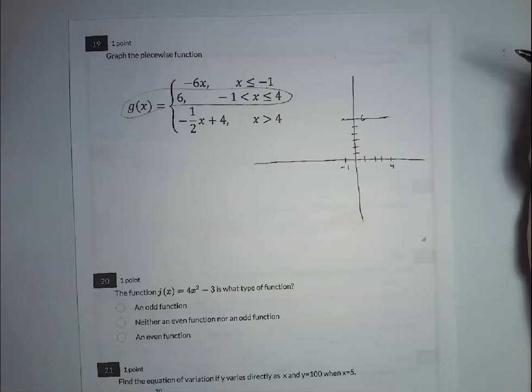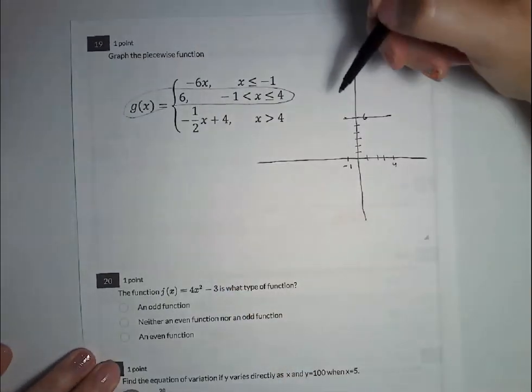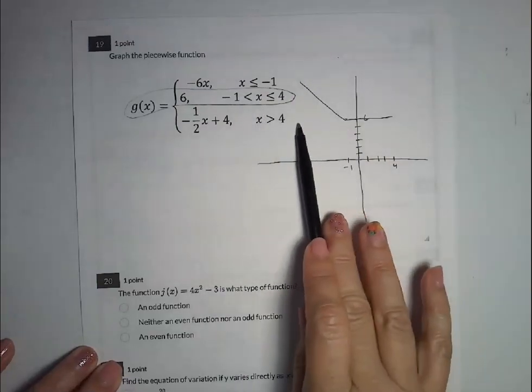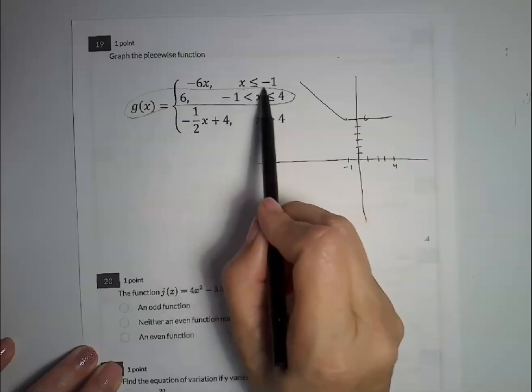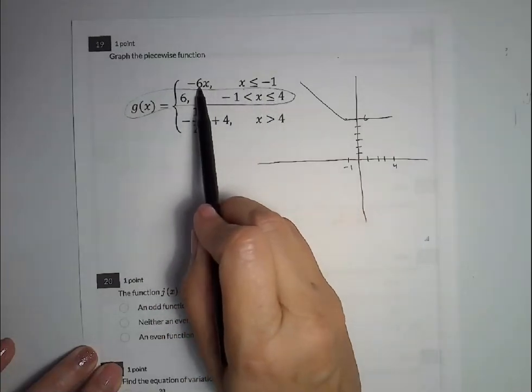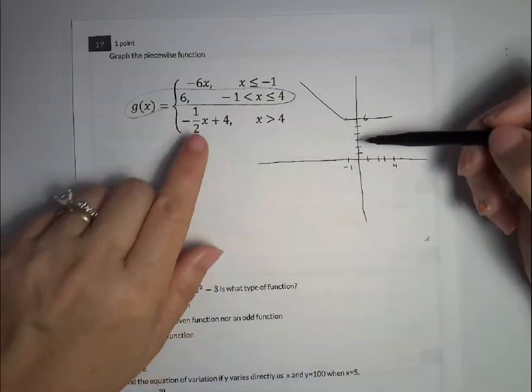And I know, let's see, let's look at this. This is going to be a negative slope. So without doing anything, a negative slope means going downhill. So anything less than negative 1, any of these values, when it's less than negative 1, y is equal to negative 6x. So I know it's going to be going down like this. I could check though. Let's put in negative 1.